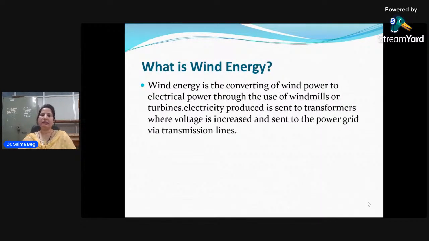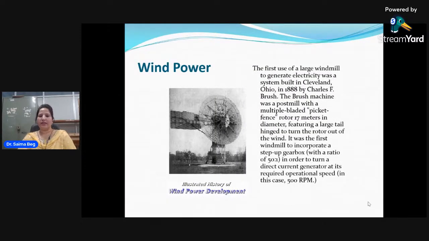Wind energy is the converting of wind power to electrical power through the use of windmills or turbines. That means the energy coming from the wind is converted into electrical power through windmills or turbines. The electricity produced is sent to transformers, where the voltage is increased and sent to the power grid via transmission lines. This is a brief working of how wind energy is generated.